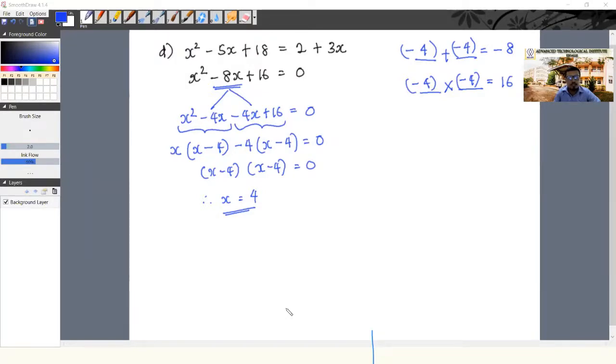Therefore, the two numbers should be minus 4 and minus 4. Okay. For part D, the answer should be x equals 4. The value of x should be equal to 4.